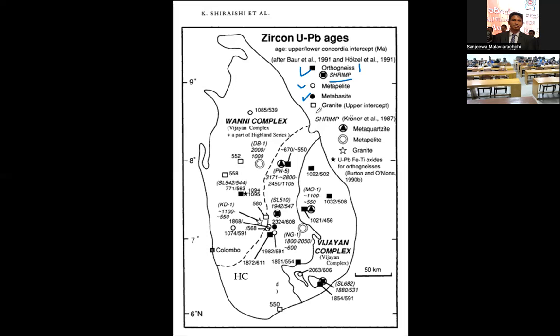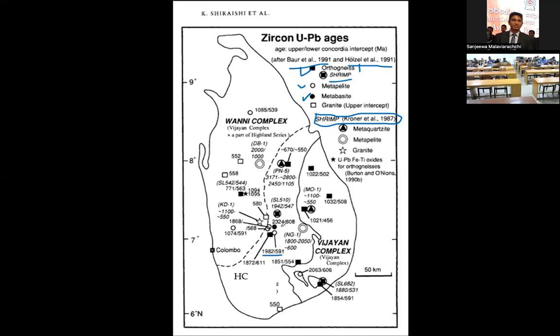So you can see some important papers: Kroner et al. 1987, Hölzl et al. 1991, Baur et al. 1991. These are the people who did the pioneering geochronology work for the Sri Lankan rocks. They are all from Germany, mainly in 1991. Okay, 87 to 91 duration. So this is how the ages are coming from our units.